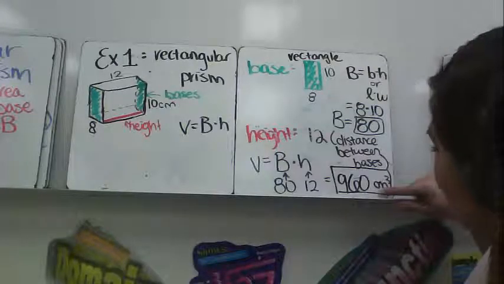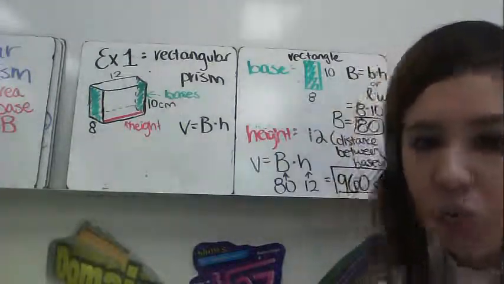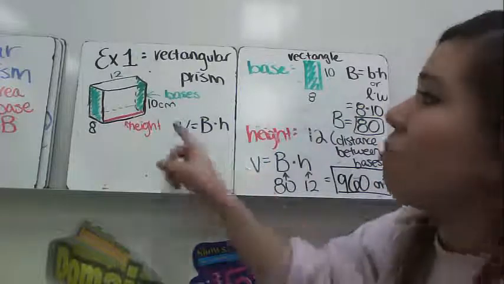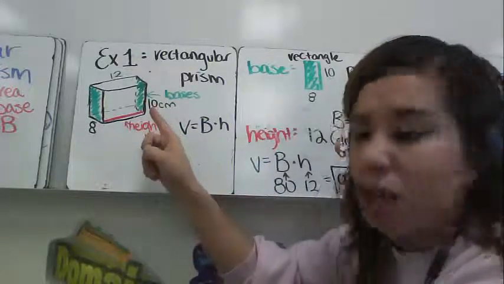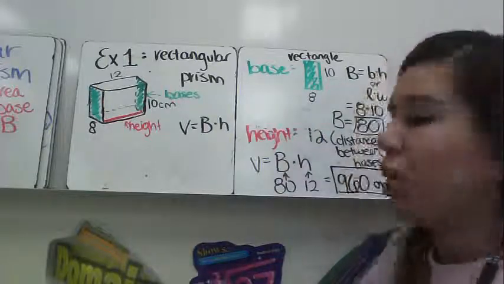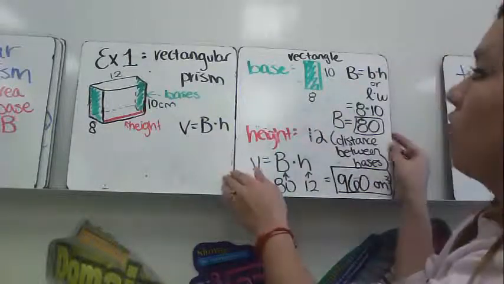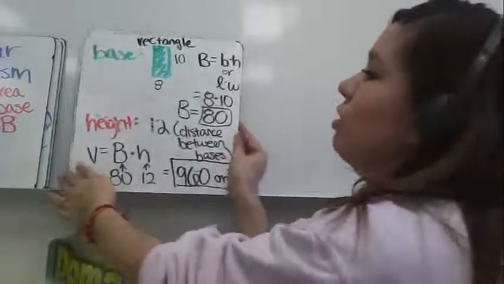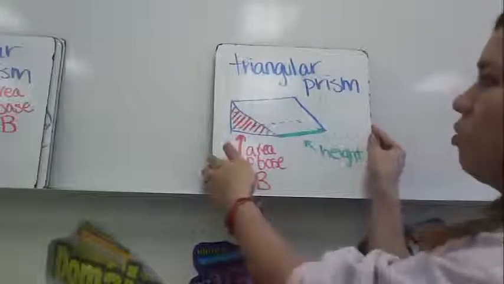Now notice my units: centimeters cubed. Why are they cubed? Because we're dealing with volume. Anytime we do volume, the units end up being cubed. If it was area, it'd be squared. So that's a rectangular prism. Let's go ahead and look now at a triangular prism.